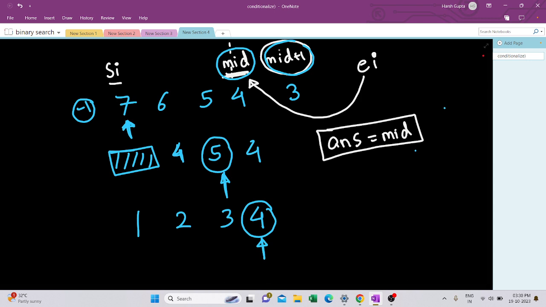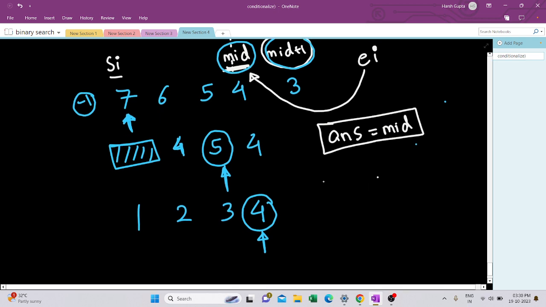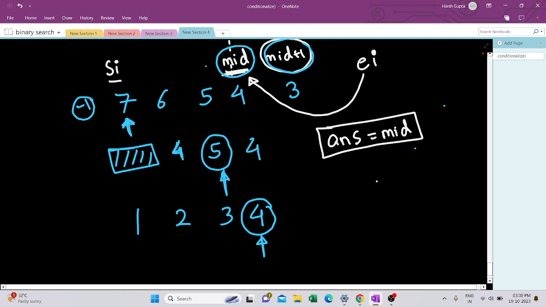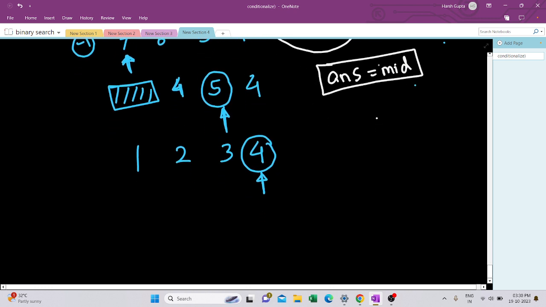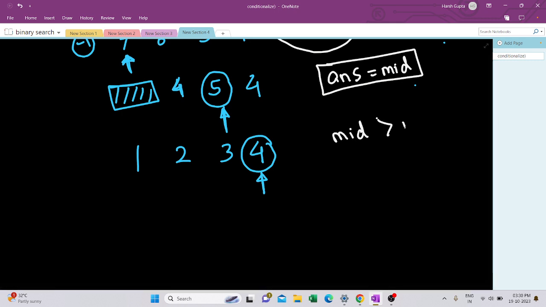Else if this is not the case, like mid plus 1 is not greater than mid, so yeah, exactly the opposite will happen. Like in this case there was a possible answer to the left, so in the other case there is a possible answer to the right, but mid can't be the answer, since the mid value is not greater than mid plus 1, so mid can't be the answer. So in this case we will not substitute our answer.